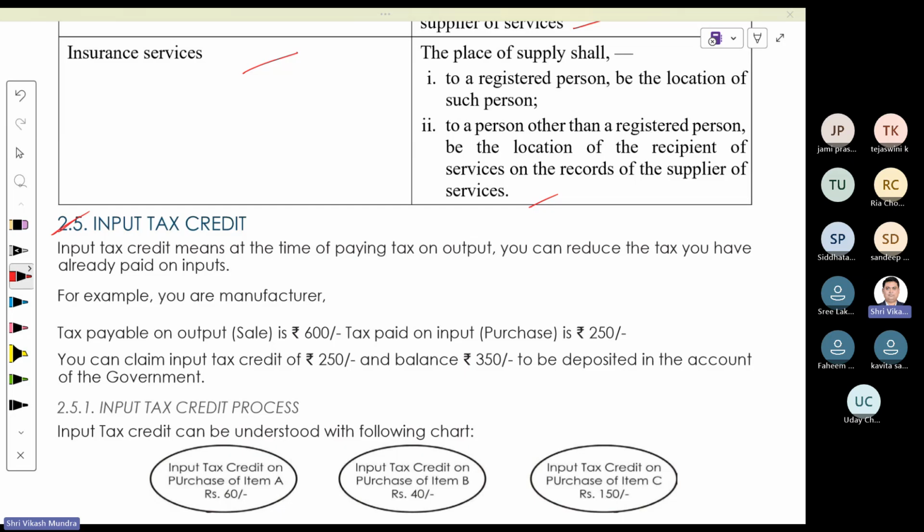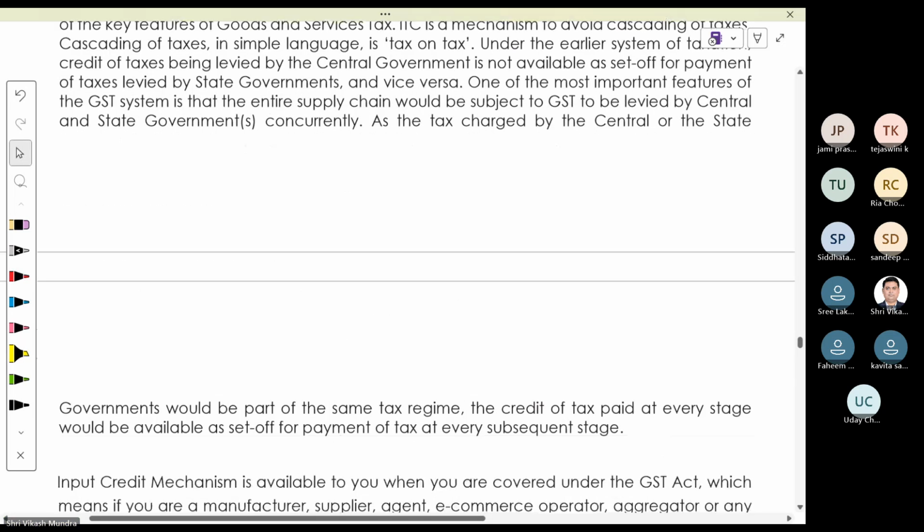GST is divided into two parts. Number one part is your liability. Another part is how to discharge that liability. In general, GST is divided into two parts. First of all, supply.